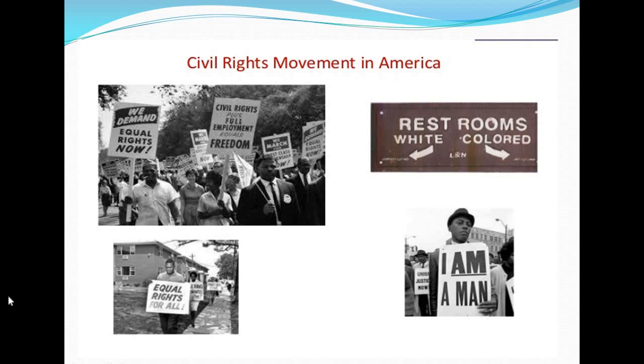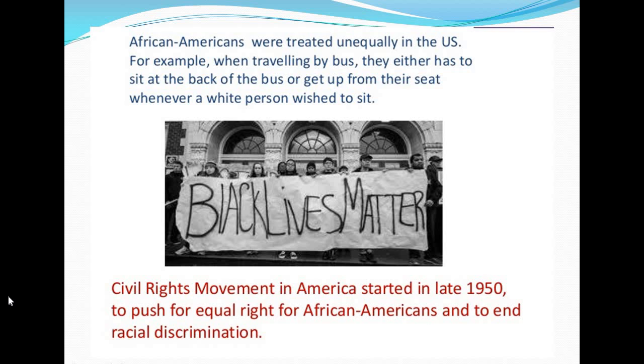This movement was named the civil rights movement in America. The African Americans were treated unequally in the US. For example, when traveling by bus, they either had to sit at the back of the bus or get up from their seat whenever a person wished to sit. The civil rights movement in America started in the late 1950s to push for equal rights for African Americans and to end racial discrimination. So now, in the United States of America, what was the scenario?